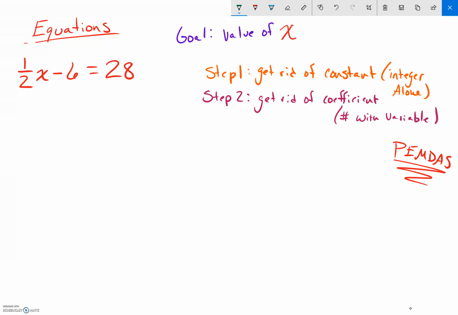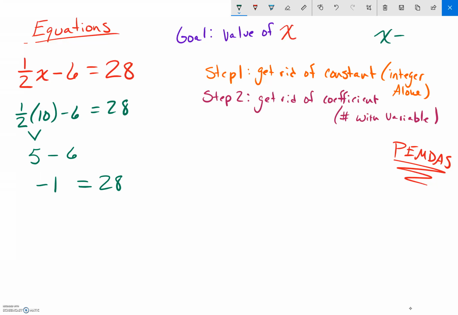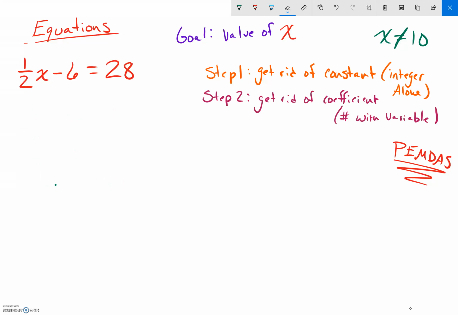Let's say we think x is 10. Okay, so 1/2 of 10 minus 6 equals 28. So if you guess 10, here's what you would do. 1/2 of 10 is 5. 5 minus 6 is -1. -1 is not equal to 28. So therefore, x is not 10. So instead of guessing and checking, let's go ahead and use our steps. 10 wasn't even close, actually.